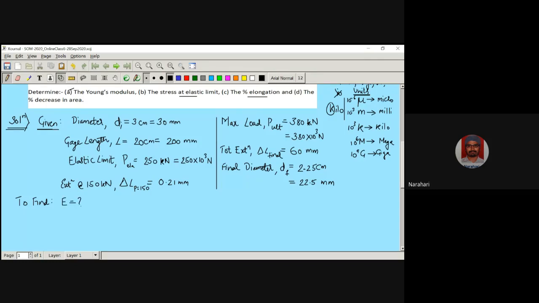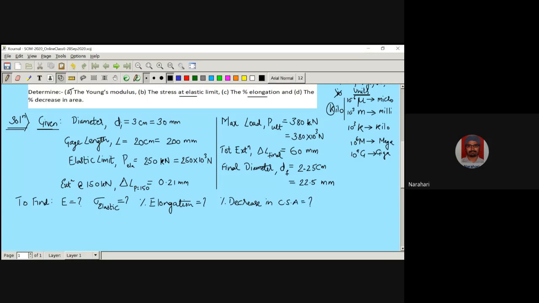We need to find E. Then we need to see sigma elastic. Then we need to see percentage elongation. And last one, percentage decrease in cross section area.